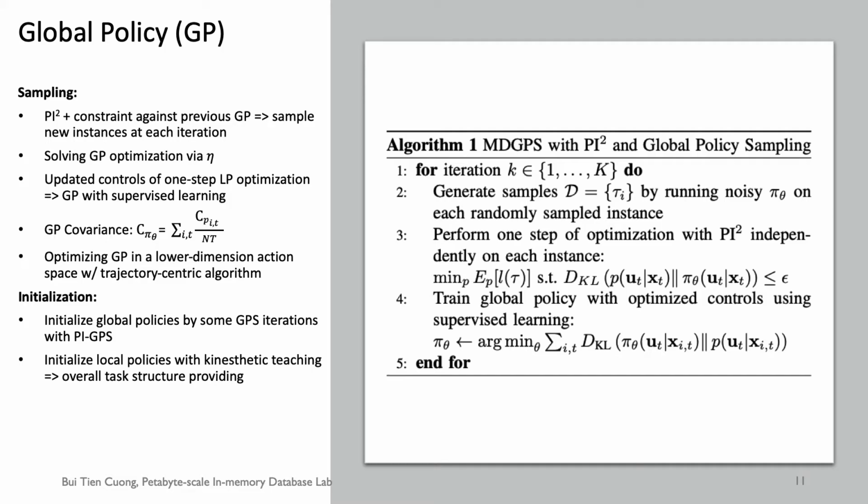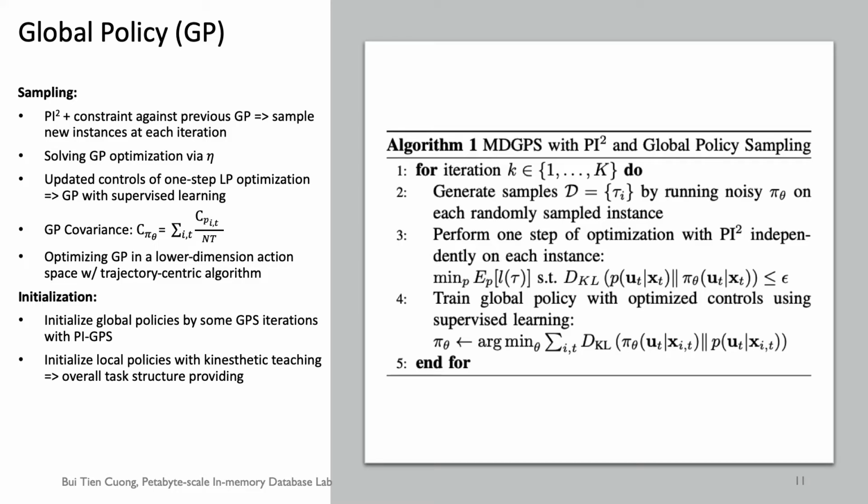The covariance of global policy noise is updated by averaging the covariance of the local policy at each iteration. The optimization is performed in the local lower dimensional action space with a trajectory-centric algorithm. The global policy is initialized by some GPS iteration with PGPS.